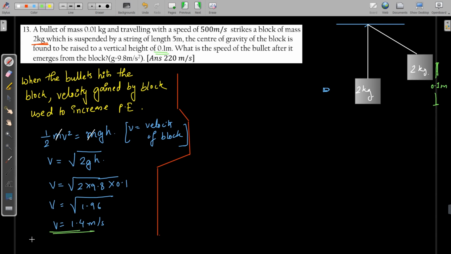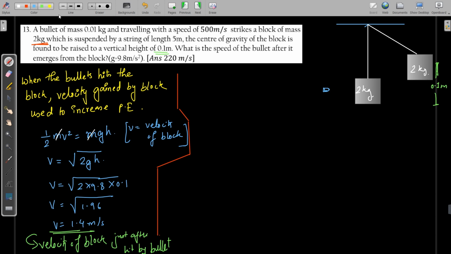So this is what? Velocity of block just after hit by bullet. Now the question is asked, what is the speed of the bullet after it emerges out of the block?